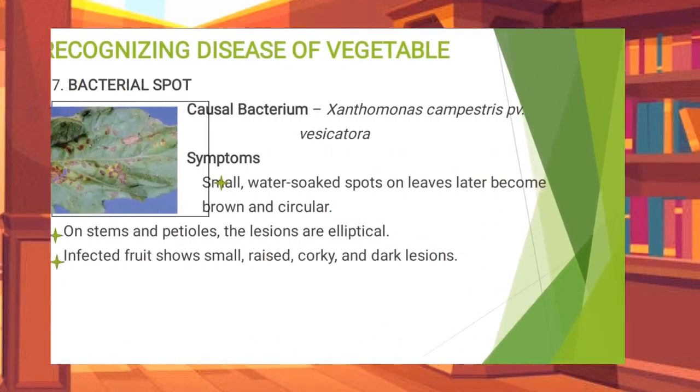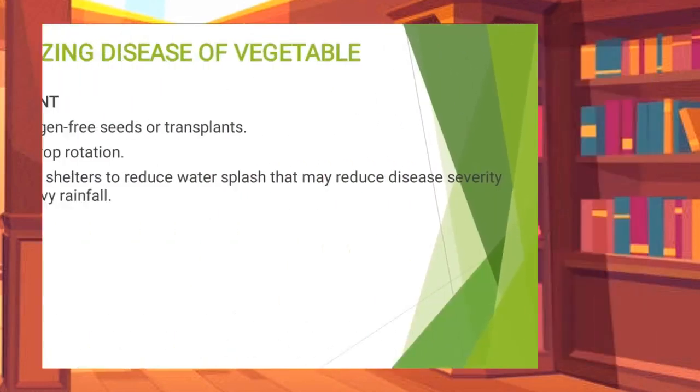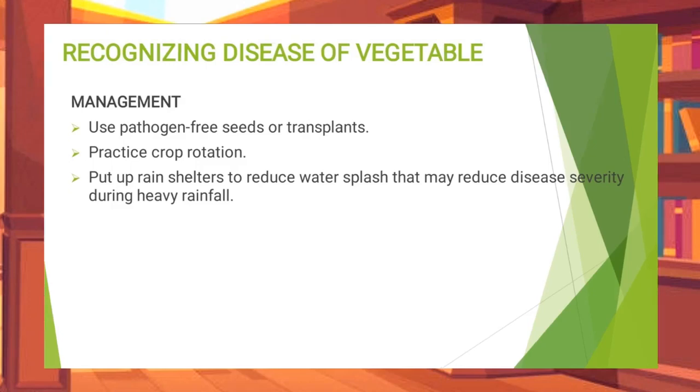So, number 7, bacterial spot. Causal bacterium niya. Symptoms: small water-soaked spots on leaves later become brown and circular. On stems and petioles, the lesions are elliptical. Infected fruit shows small raised, corky and dark lesions. Management: use pathogen-free seeds or transplants. Practice crop rotation, para sa tanan gyud. Put up rain shelters to reduce water splash that may reduce disease severity during heavy rain.